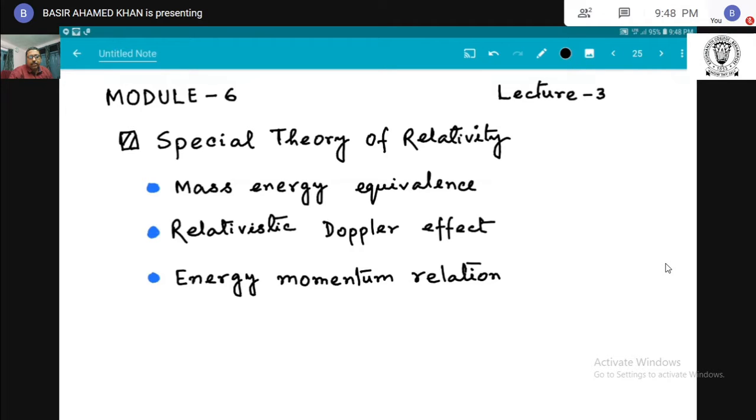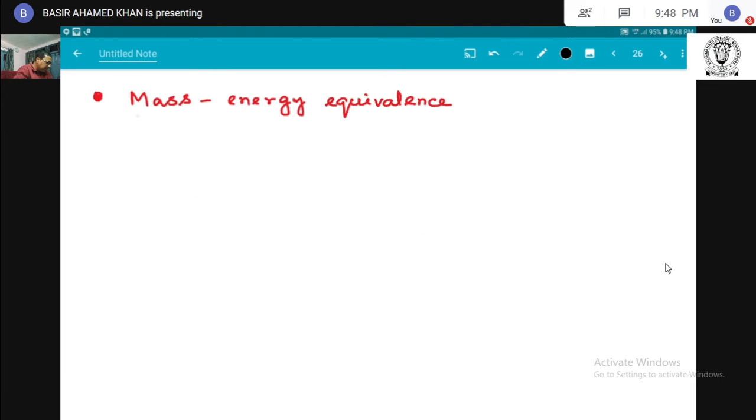Today I will discuss these three topics. First one is mass energy equivalence, second is relativistic Doppler effect, and next point is energy momentum relation in special theory of relativity. Now the first point is mass energy equivalence in relativity. This is the mass energy equivalence.